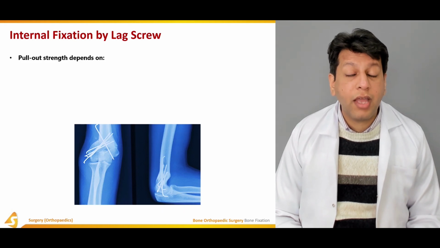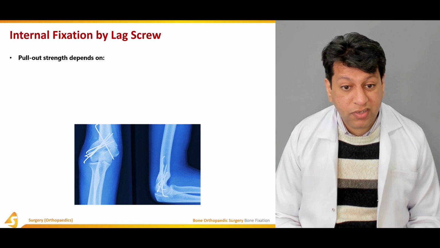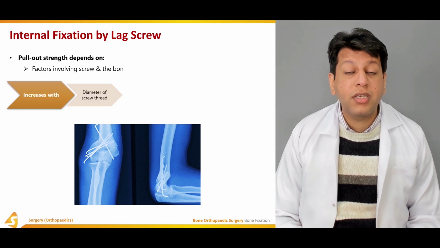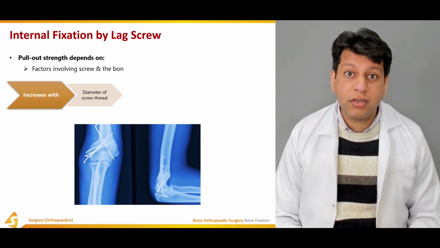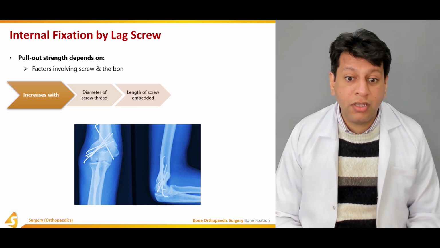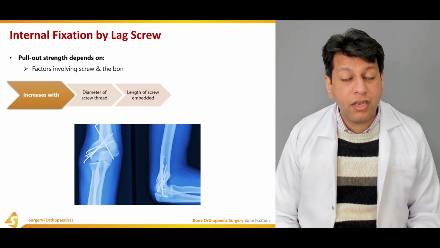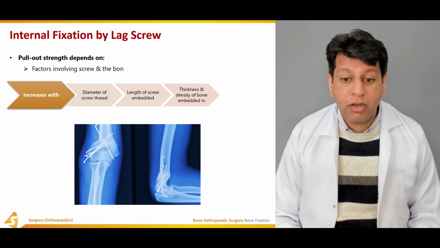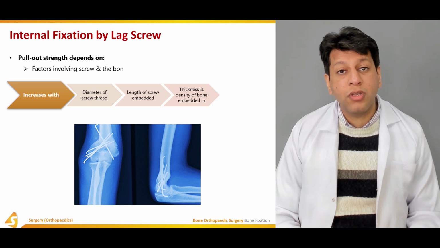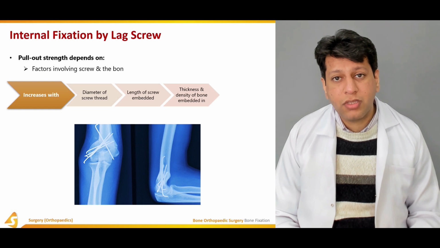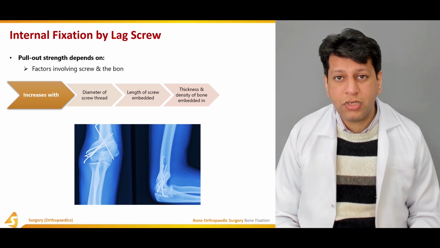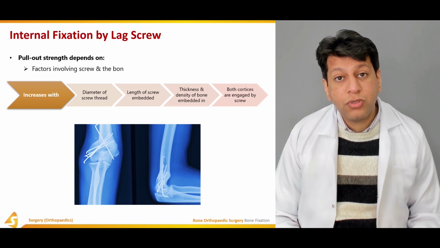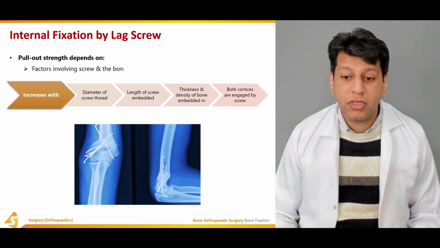Internal fixation with a lag screw depends on pull-out strength, which depends on factors involving the screw in the bone. It increases with the diameter: the larger the diameter of the screw used, the greater its pull-out strength. If it's of large length, then it will have a larger pull-out strength. It will not be easily pulled out. Then the density of the bone. Cortical bone provides a larger holding strength as compared to cancellous bone. And most importantly, both cortices have to be engaged.